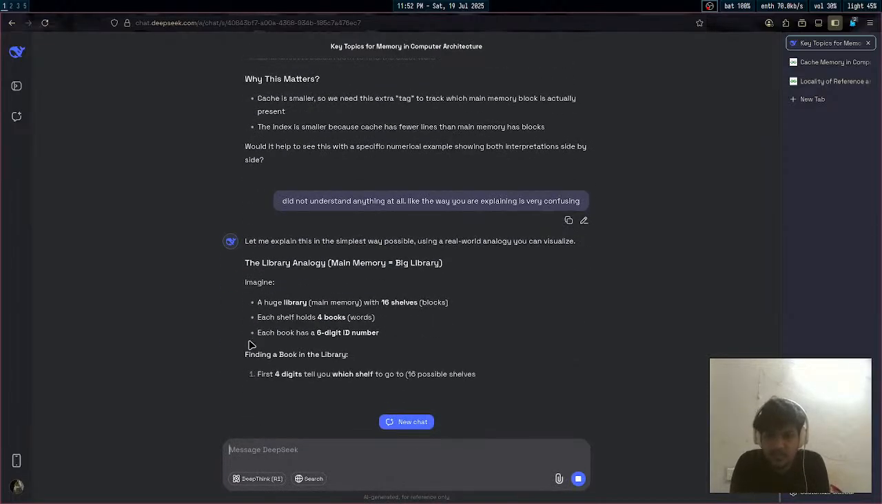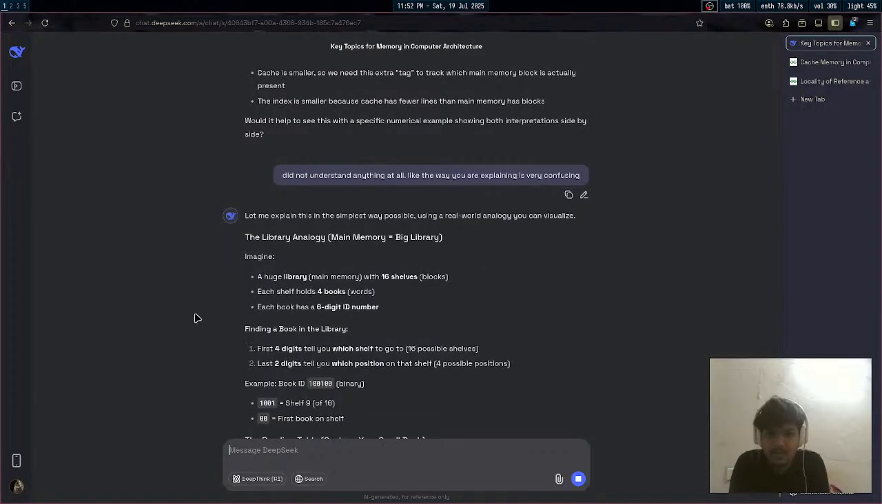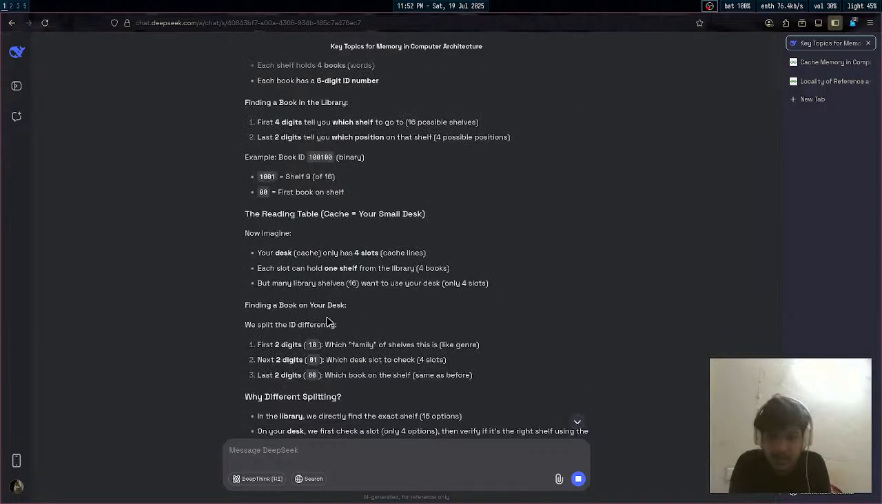Huge library with 16 shelves, each shelf 4 blocks. Each book has a 6-digit ID number. So yes, this is fine for me. I understand what this means.